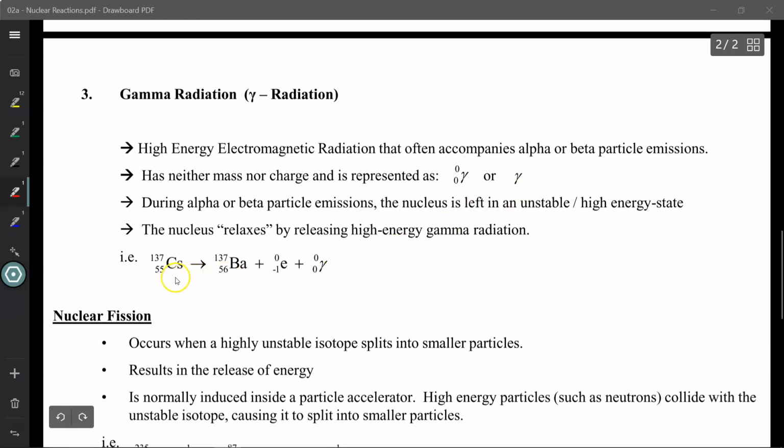In this case over here, this is an example of a beta emission because it's releasing or emitting a beta particle. Anytime you have beta decay or alpha decay, it's always good to write down gamma radiation as also being released. In the process, in this case of cesium turning into barium, it's relaxing into a more stable state, and it must give off that energy in order to become more stable.